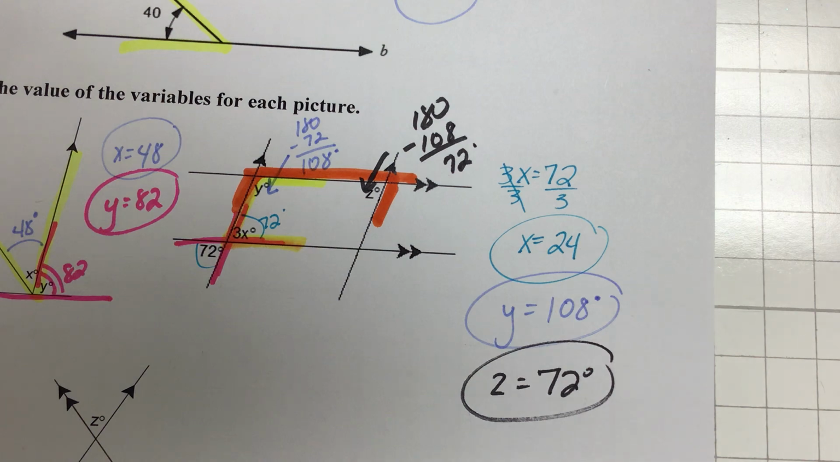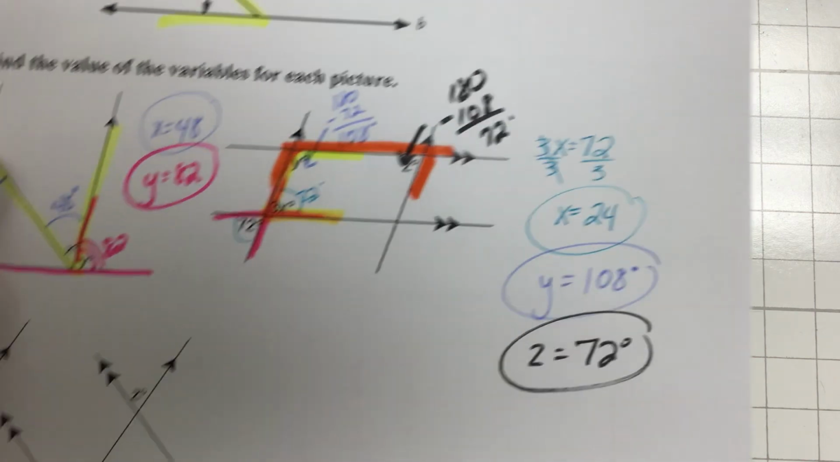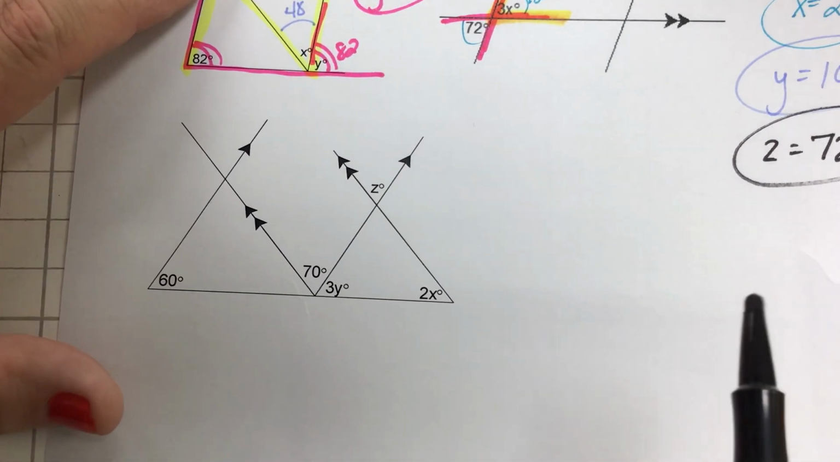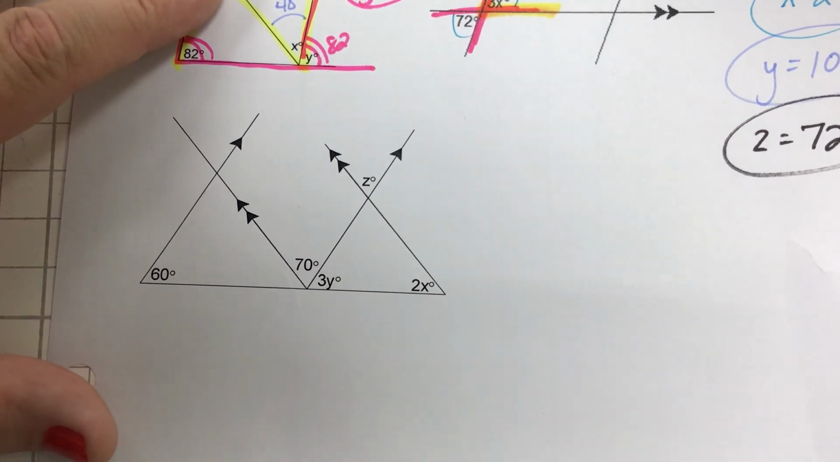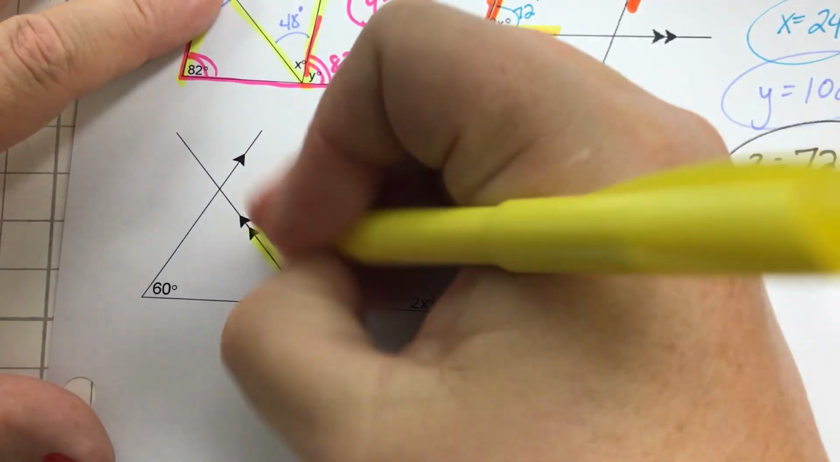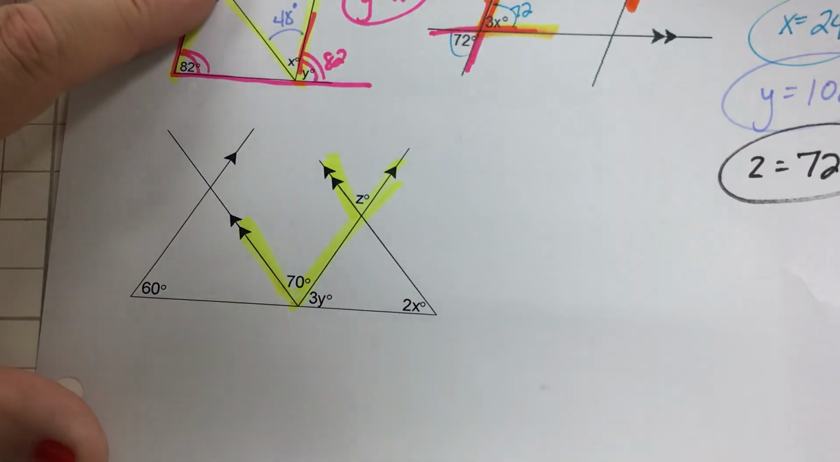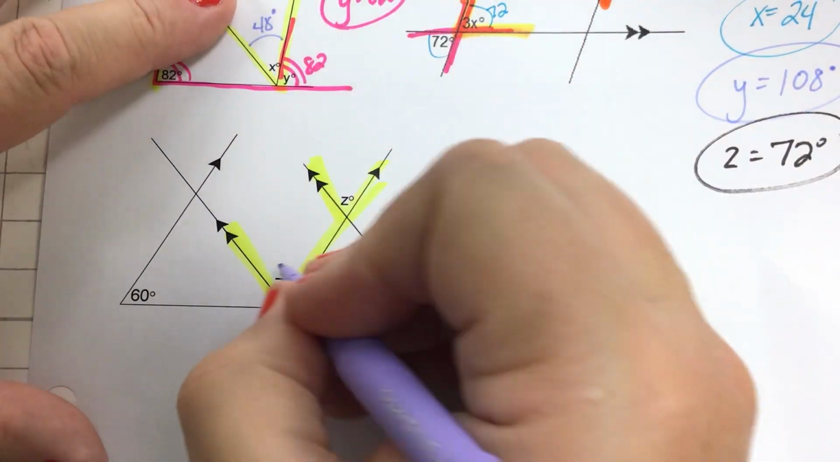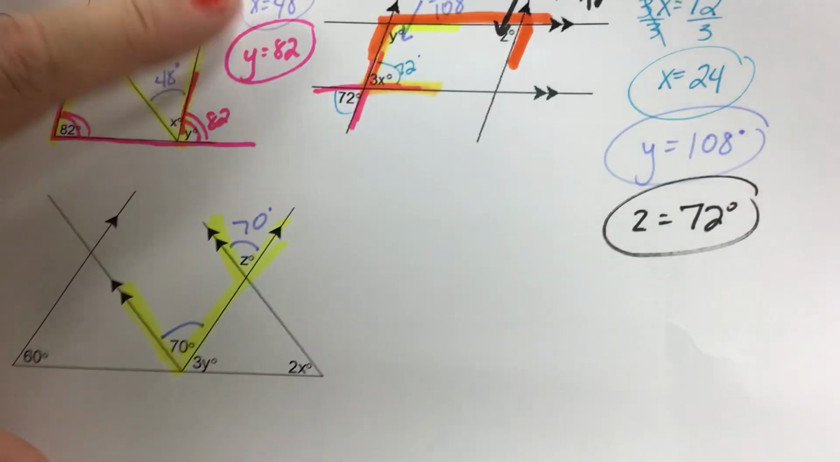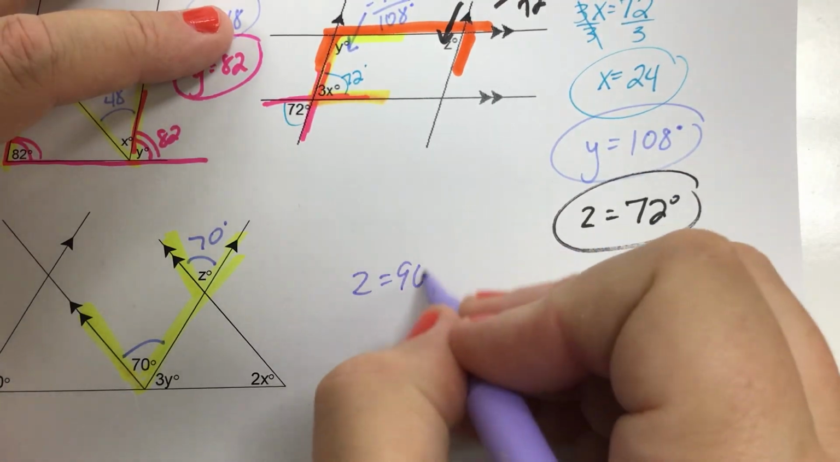Okay. So in our last example that we're going to have here on the notes, we need to find X, Y, and Z. So I'm looking for different letters here. The first thing I see here is an F. The F means I have corresponding angles. So that means that Z is going to be 70 degrees. Okay, so we got one down.